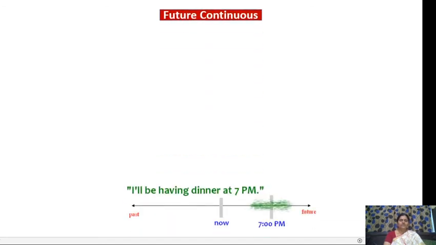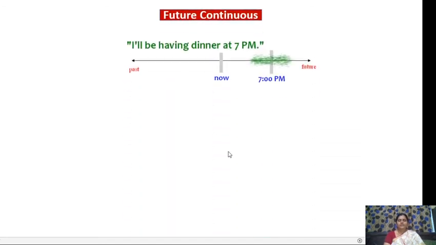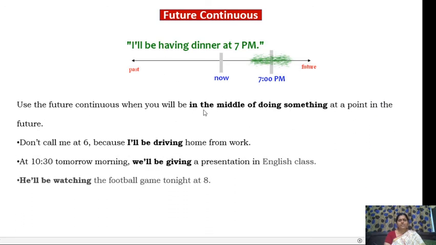Now let us see future continuous. I'll be having dinner at 7 p.m. I will be having dinner at 7 p.m. So this is something which is going to be in progress in the future. Use the future continuous when you will be in the middle of doing something at a point of time in the future. That means exactly at this point you will be doing something.